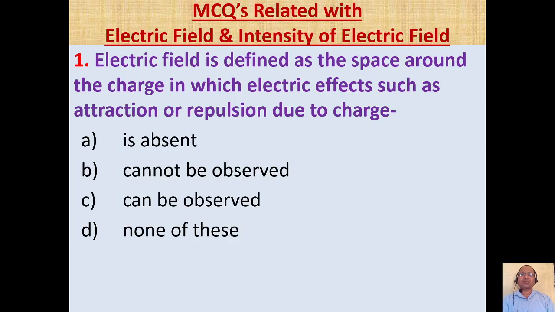Let us have certain MCQs related to this electric field and intensity of electric field. Electric field is defined as the space around the charge in which electric effects such as attraction or repulsion due to the charge can be observed. So we have seen in the definition of electric field, it is the space around the charge in which electric effects such as attraction or repulsion due to the charge are present.